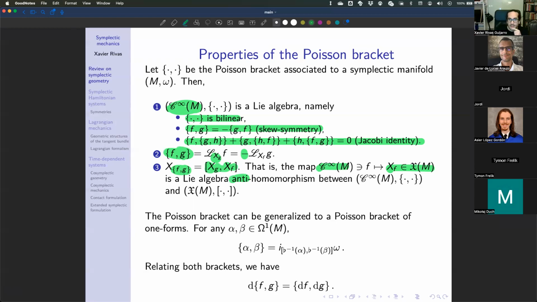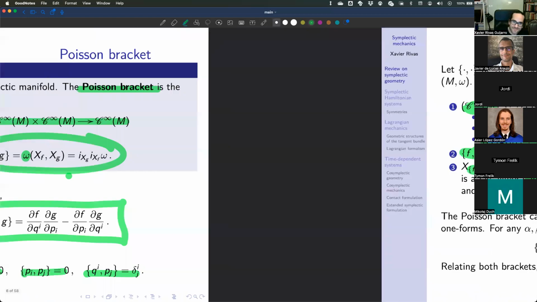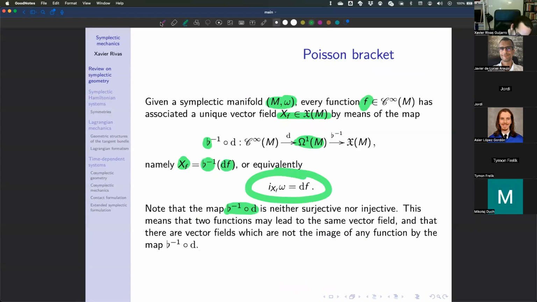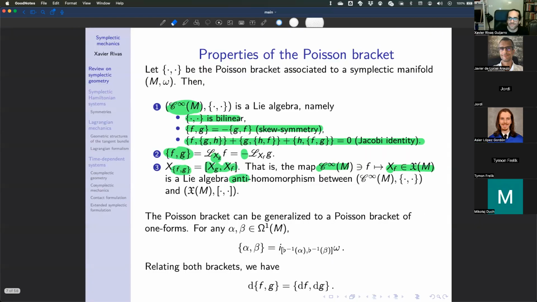May I have a comment? Yeah, sure. Normally, depending on the way you define the Hamiltonian vector field, it turns out that it is an anti-homomorphism or a homomorphism. Exactly. If we define it with a minus sign here, as Javi says, then it is a homomorphism, not an anti-homomorphism. Mathematicians love the minus because they want the second map to be a homomorphism. But in geometric mechanics, in physics, normally the definition we use is that.